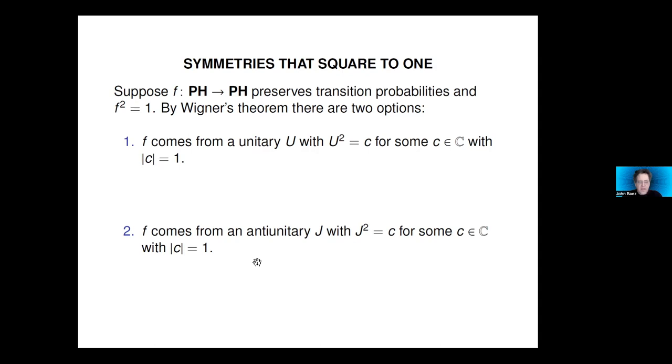And if it came from an anti-unitary, well, then you'd have an anti-unitary that when you square it, you get a phase. But they're very different. These possibilities behave in a very different way from each other.